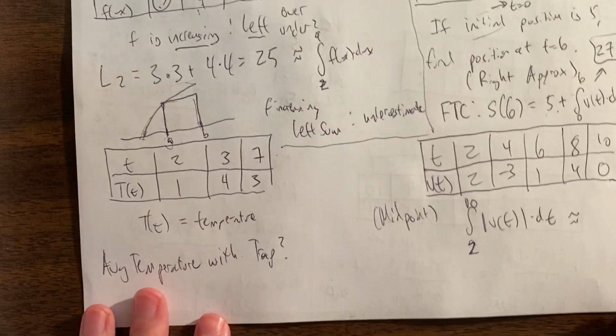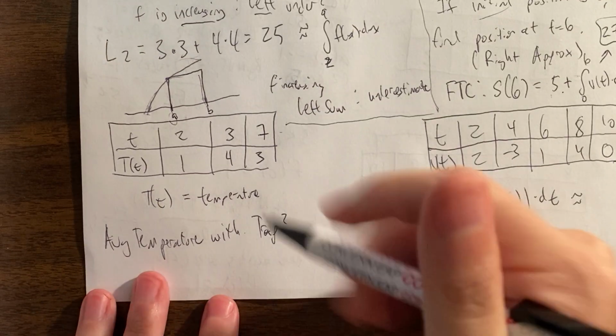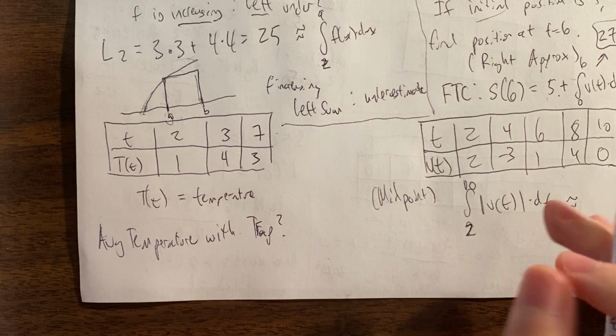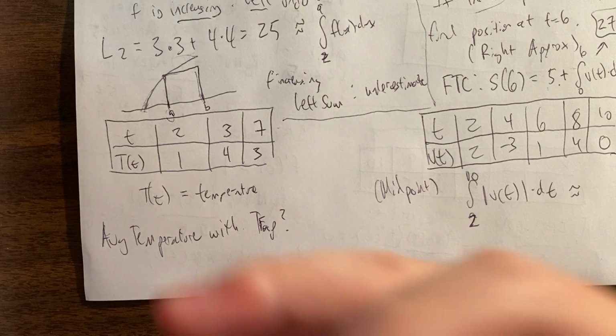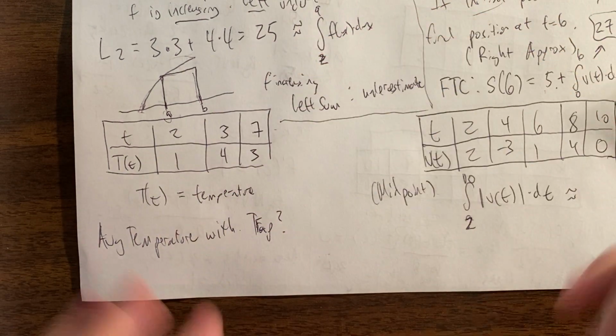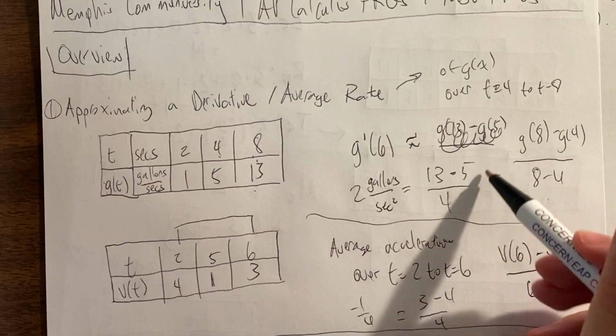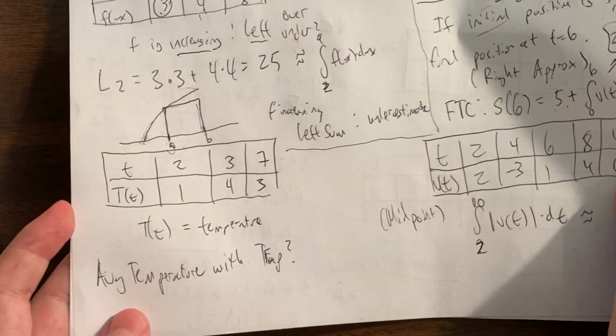Same thing with a very common question, which is average temperature. So we're doing average temperature with trap, meaning trapezoidal. So what's the formula for average temperature? The formula for average value, it's different than average rate that we talked about earlier. Average rate is usually the algebra slope. But average value is 1 over b minus a, the integral of that thing.